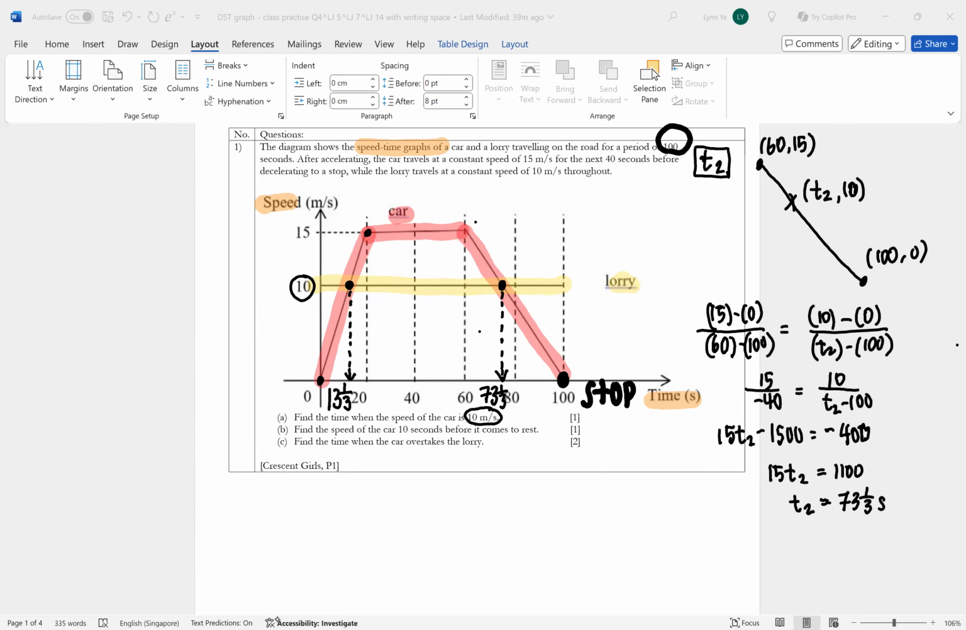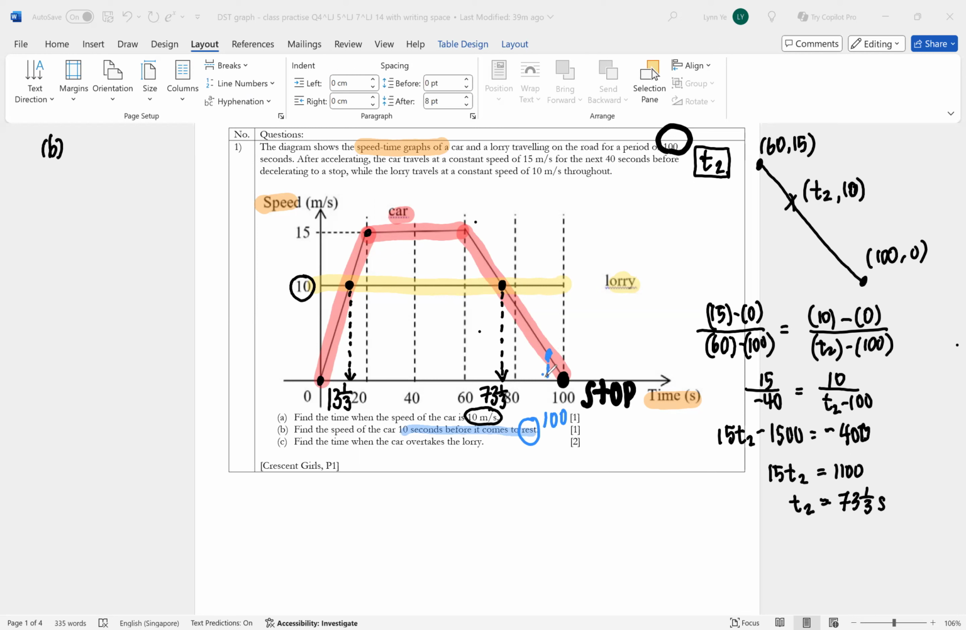Now we'll move on to question B. They say to find the speed of the car 10 seconds before it comes to a rest. So you need to be really, really careful for this. Guys, look at it. They say 10 seconds before it comes to rest. We know where it's resting, correct? Where is it resting? At what second? Yes, it's resting at 100 seconds. So what is 10 seconds before 100? 10 seconds before 100 is at 90. So this is the blue point that they want to find.